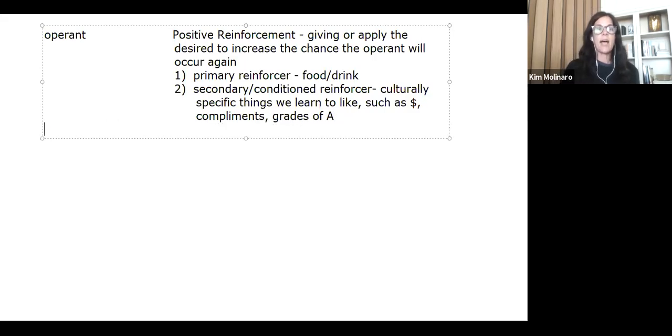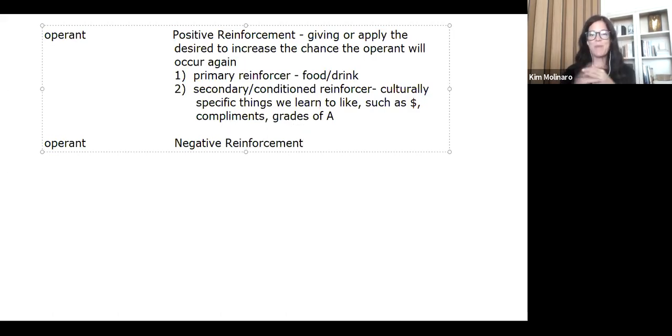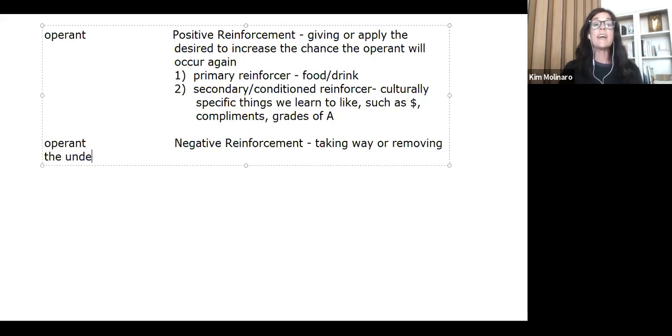So the next type of consequence that we're going to talk about in response to an operant, we can have negative reinforcement. One of the most important things to remember is that reinforcement increases or strengthens the chance the operant will occur again. Negative reinforcement is not punishment. Negative doesn't mean bad. It's good. This is a type of reward. And it's a reward. By the term negative means taking away or removing the undesired, removing what we don't want to increase the chance the operant will occur again.